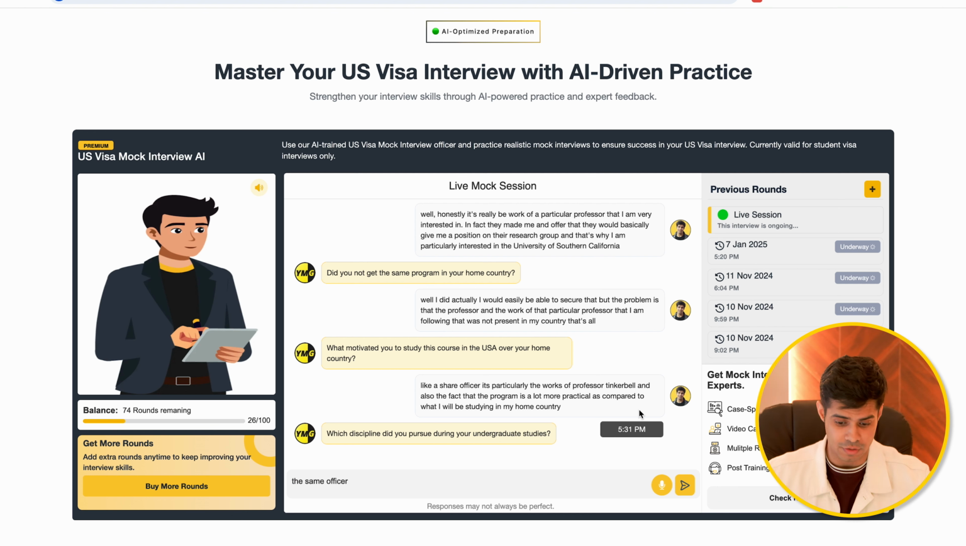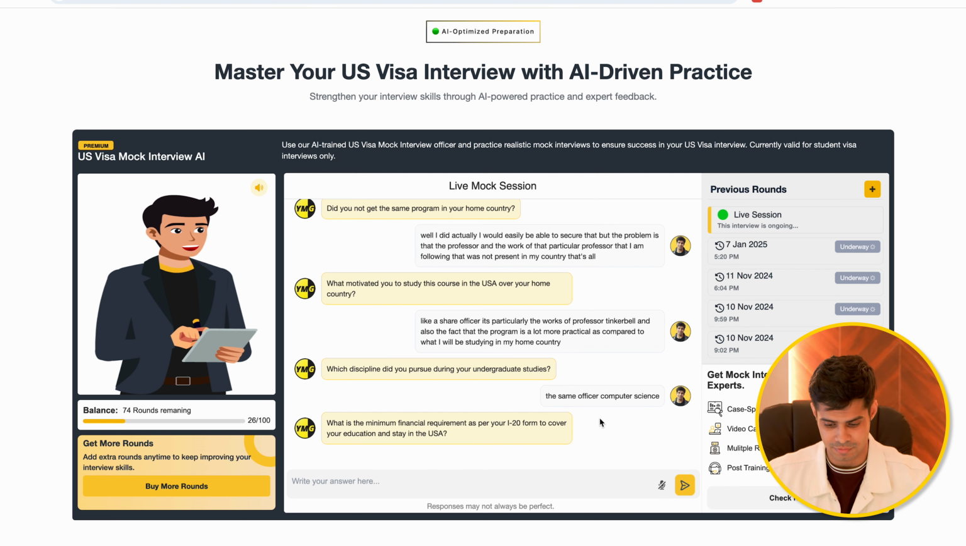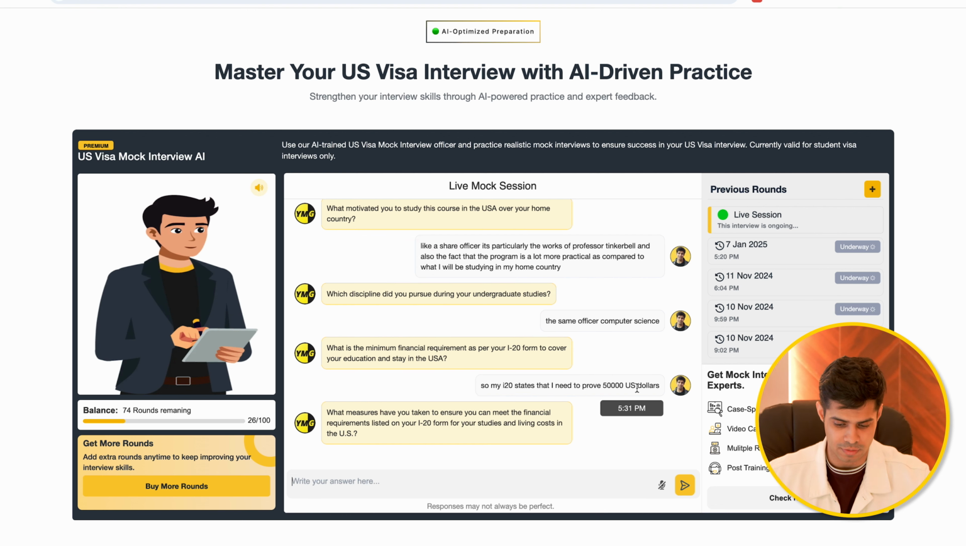The same, officer, computer science. What is the minimum financial requirement as per your I-20 form to cover your education and stay in the USA? So my I-20 states that I need to prove $50,000 US. What measures have you taken to ensure you can meet the financial requirements listed on your I-20 form for your studies and living costs in the US?